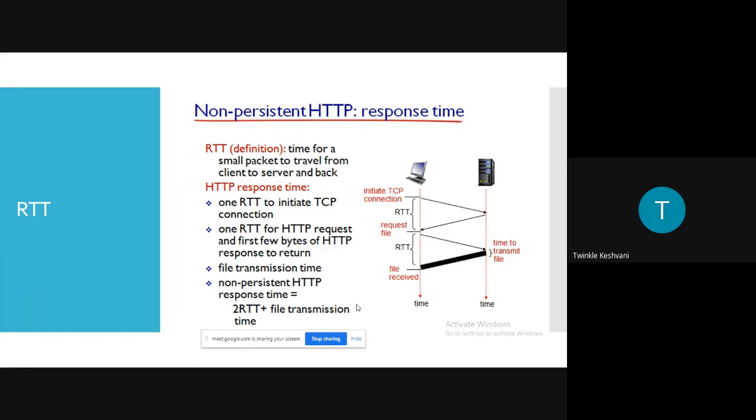So we cannot say any static formula for the persistent connection, because it totally depends on the number of files the client is requesting from the server, right? But for the non-persistent connection, we can say that for every object we require 2 RTT plus file transmission time, because for every object we need to establish a TCP connection, right? So that is all about the non-persistent connection.